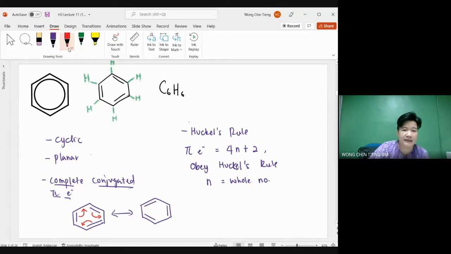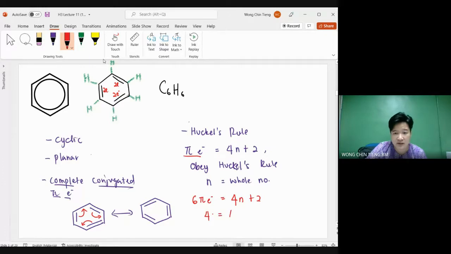So untuk soalan ni, how many pi electron that we have? Pi electron that we have is 2 electron, 2 electron, 2 electron. So pi electron adalah 6 pi electron. When your 6 pi electron equals 4n plus 2, solve the mathematics. 6 minus 2, you have 4 left, equals 4n. n equals 1. So n equals 1 means n adalah whole number. Bila dia adalah n whole number, that means we obey Huckel's rule.